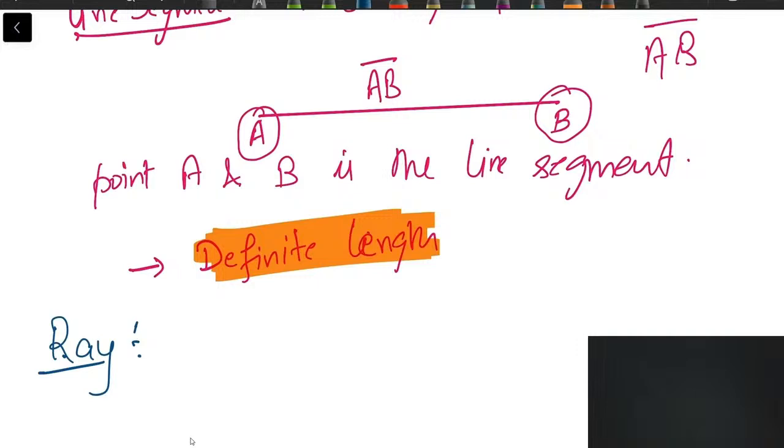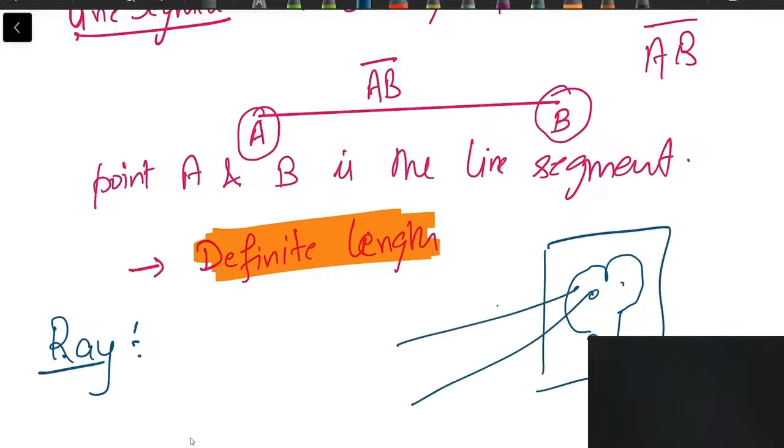Let's take an example. Here we have a bulb, and it emits light. That light is emitted from one fixed side, and the other side goes on to infinity. So this is one ray. When we switch on the bulb, the rays are emitted from one point in one direction and go to infinity in the other direction. Let's consider this is point A, going until infinity.